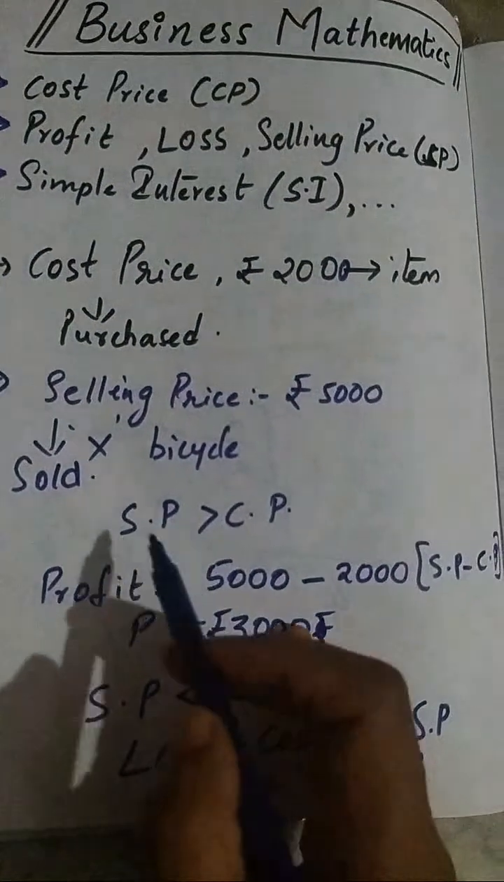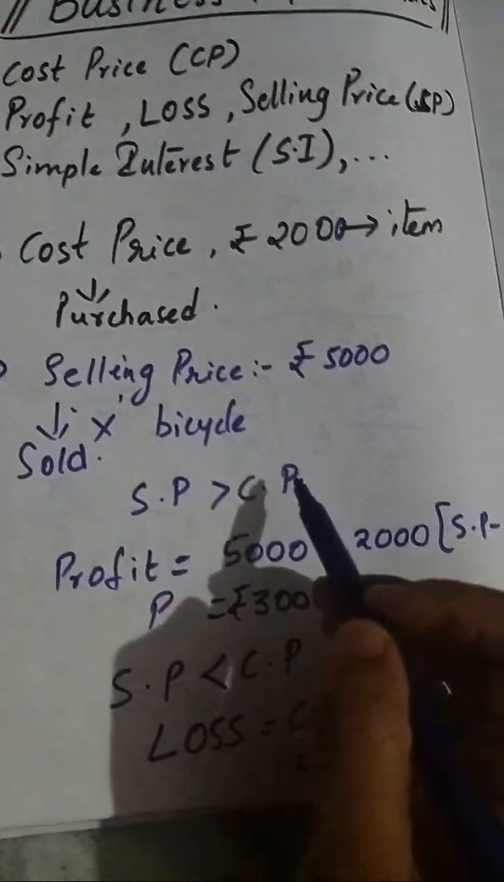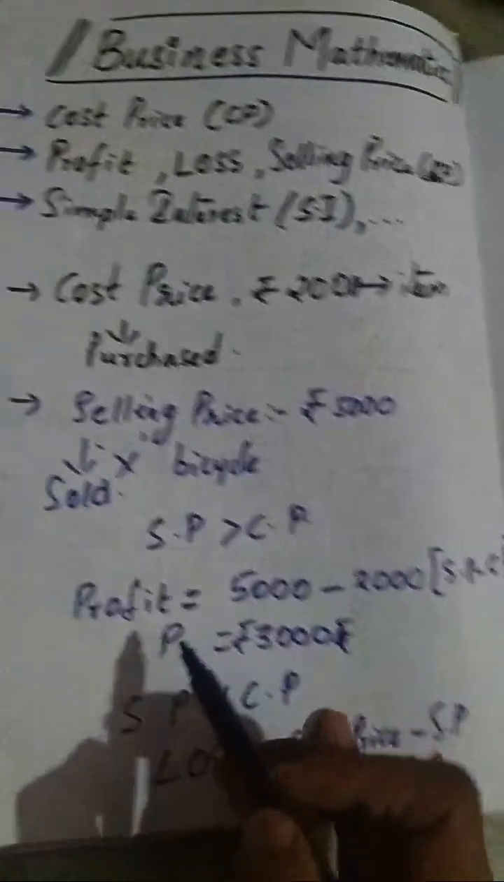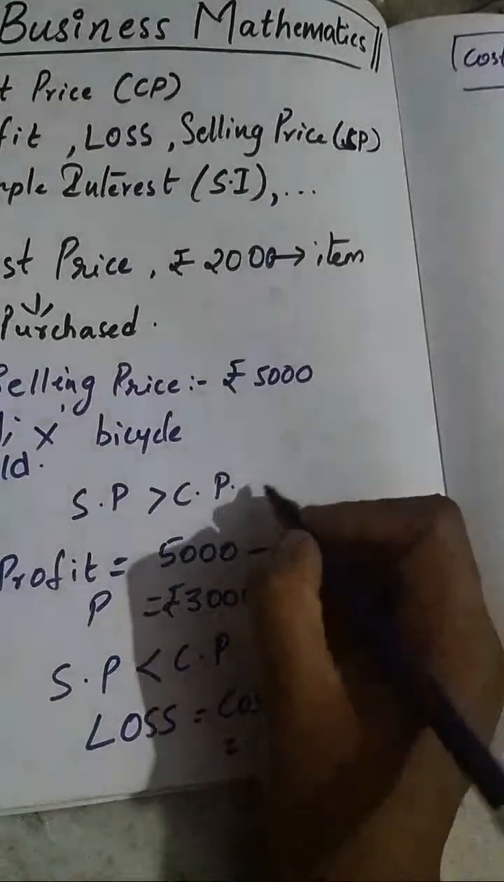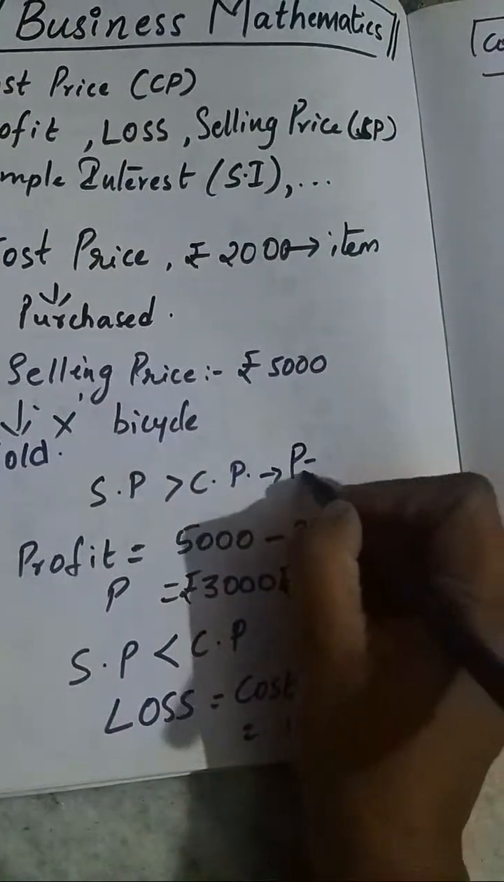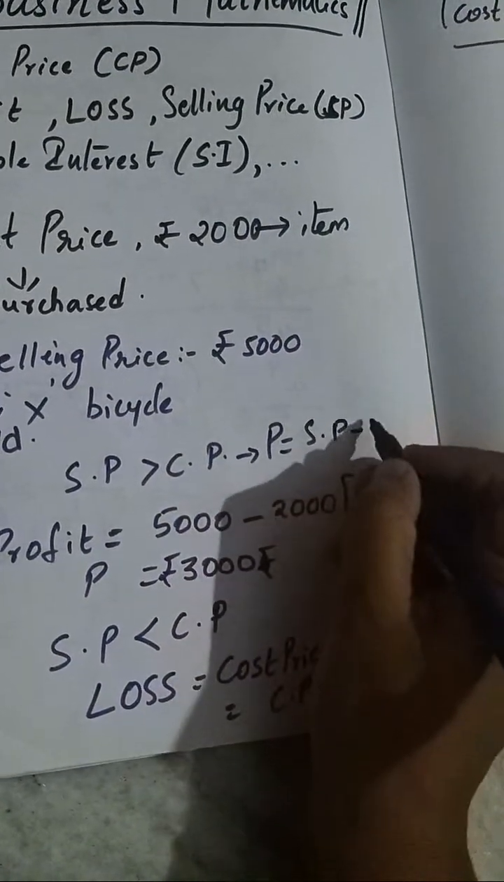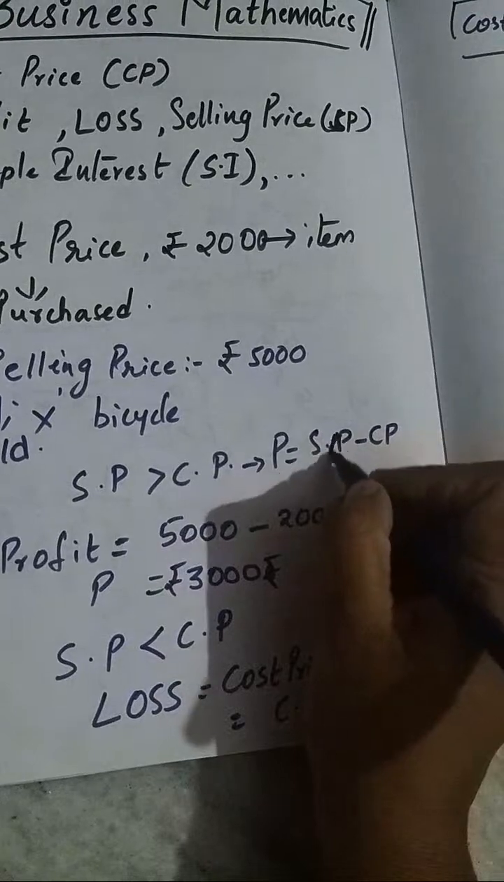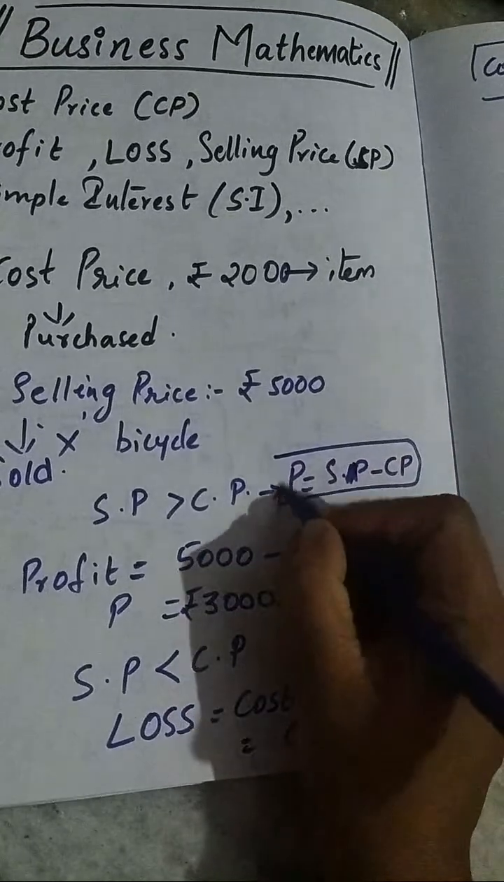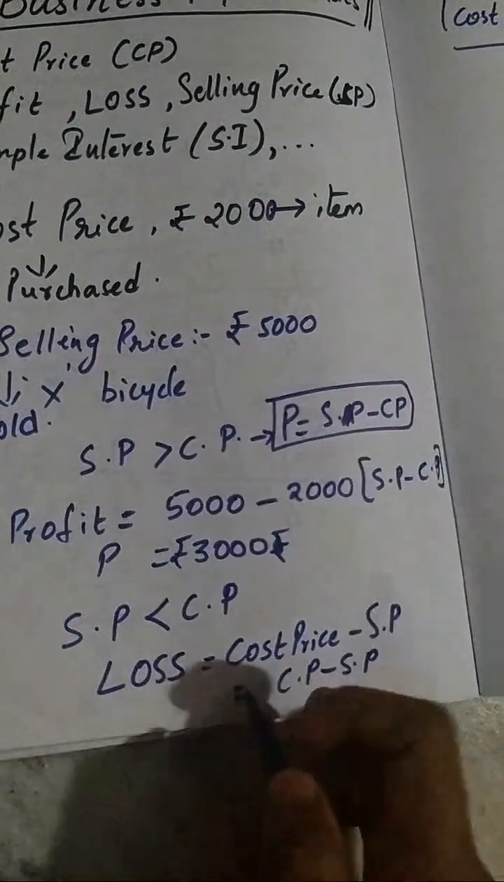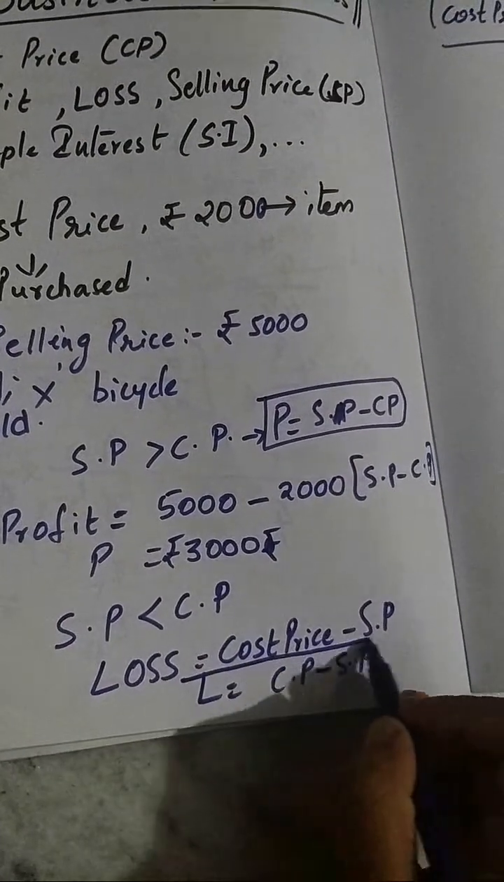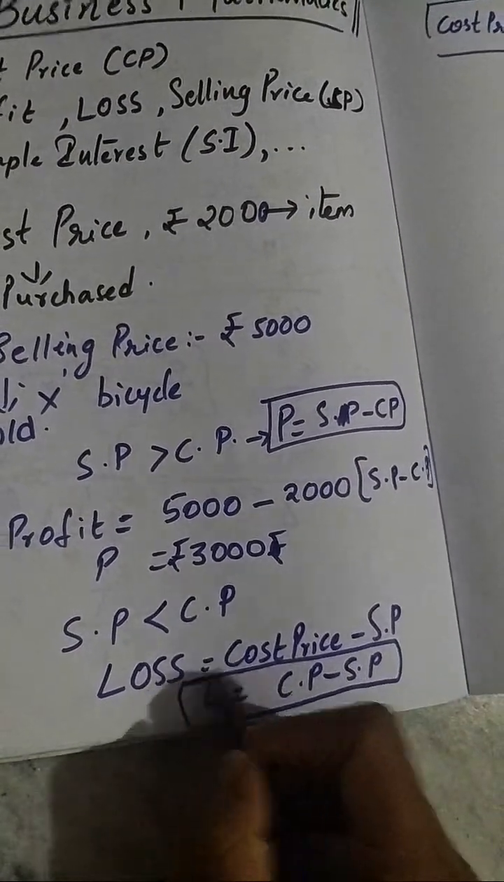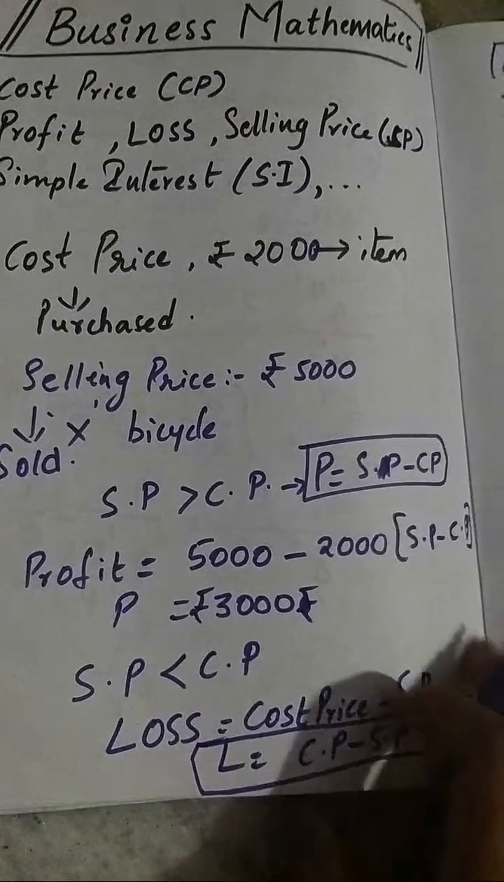Here also, if selling price is greater than cost price, we get the profit, that is SP minus CP. This implies P is equal to SP minus CP. This is profit. And loss, L, is equal to CP minus SP, which is the loss we have to find.